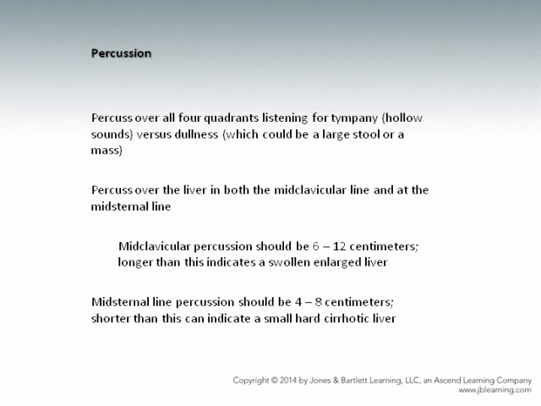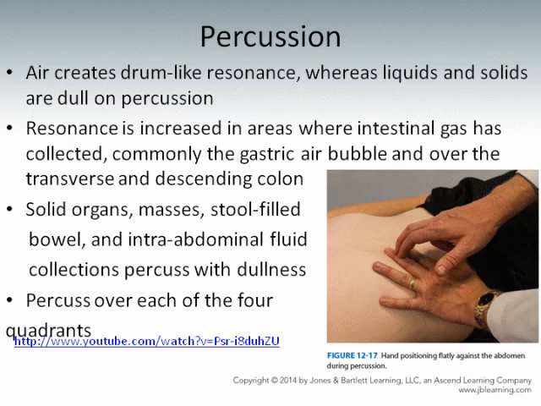Longer than that indicates a swollen and large liver. Midsternal line percussion should be 4 to 8 centimeters. Shorter than this can indicate a small, hard cirrhotic liver. Percussion: air creates a resonance, whereas liquids and solids are dull on percussion.